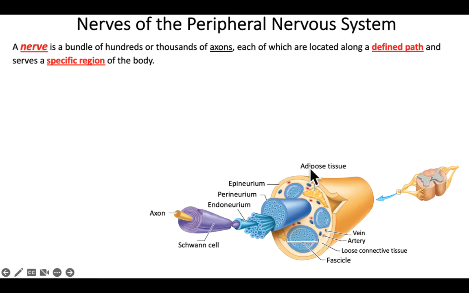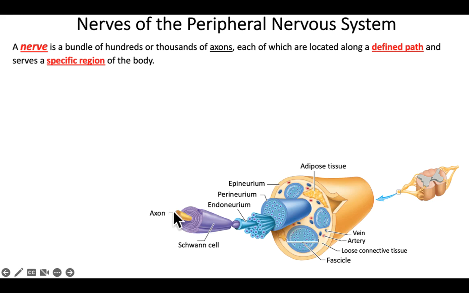Now, in this drawing, it shows the layout of a nerve. There's quite a bit of connective tissue in a nerve. There's adipose tissue in the nerve. There's blood vessels in the nerve. And then there's a certain pattern in which the neurons are bundled. So the entire nerve is surrounded by a layer of connective tissue called the epineurium. Then there are bundles of neurons wrapped in connective tissue called the perineurium. And then each individual neuron has its own layer of connective tissue called the endoneurium.